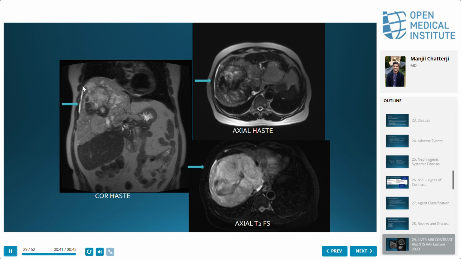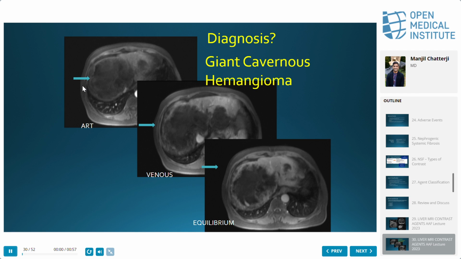But then you give contrast, right? And your heart rate goes down a little bit when you see this. You say to yourself, all right, you're still probably going to require a right hepatectomy, because this thing is so big, but it's benign. This is a hemangioma, right? You can see the pooling of contrast around the periphery, and then slow centripetal, central filling on the more delayed imaging. So contrast solves the problem here.